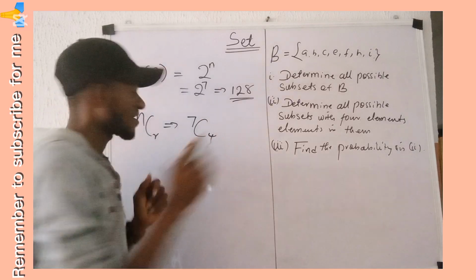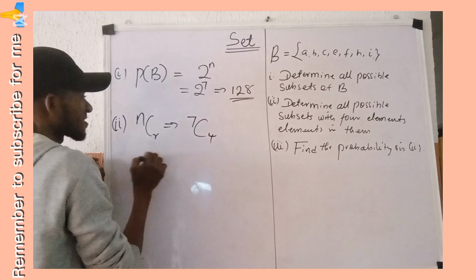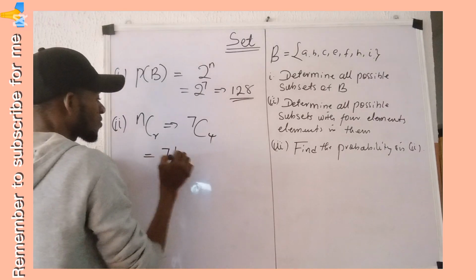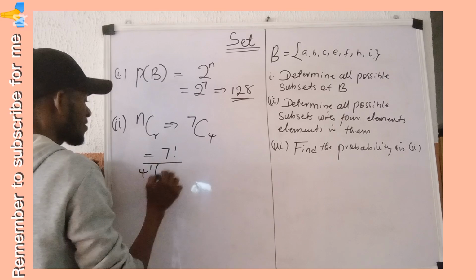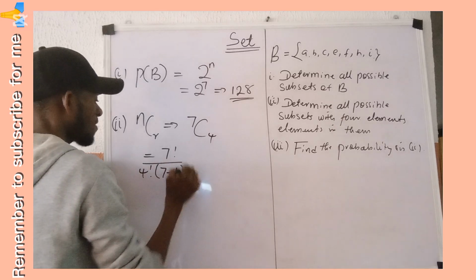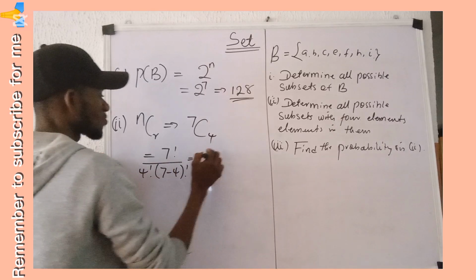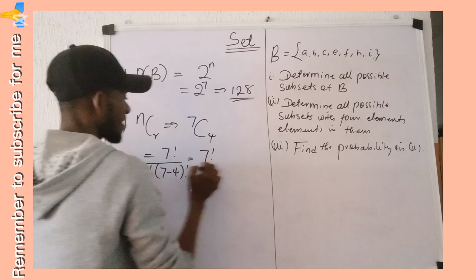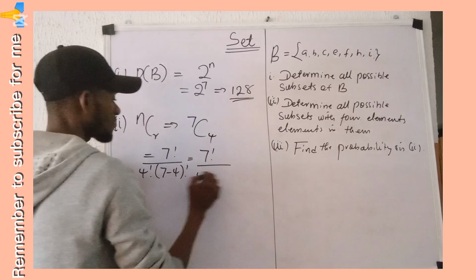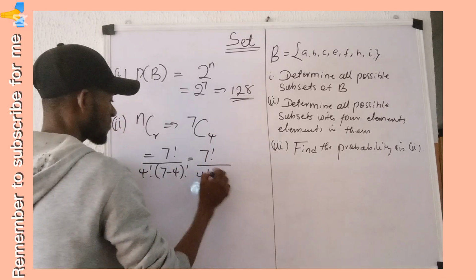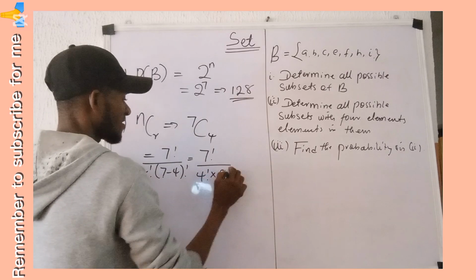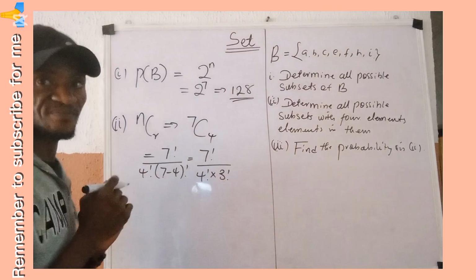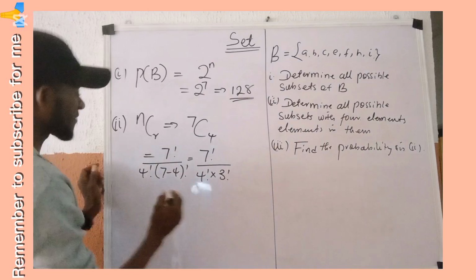And then this becomes 7 factorial all over 4 factorial times 7 minus 4 factorial. This is 7 factorial all over 4 factorial multiplied by 7 minus 4, which is 3 factorial. Don't expand it further now.